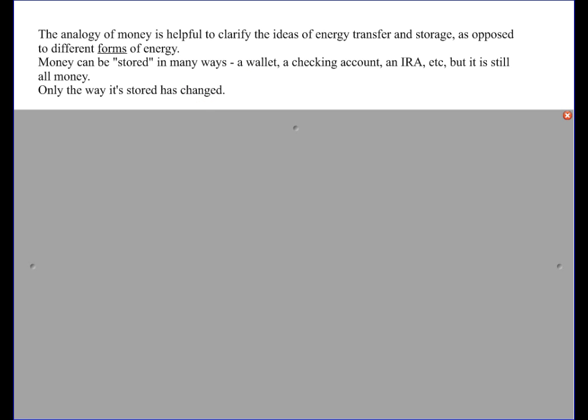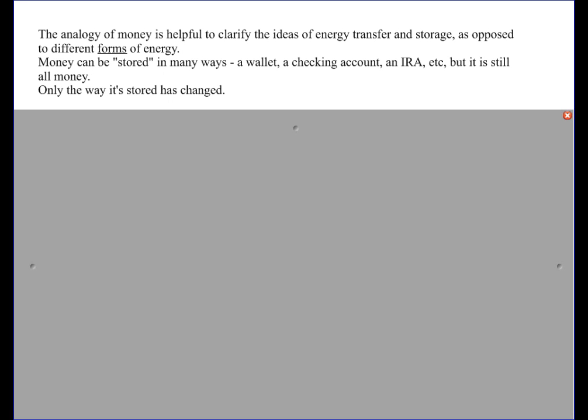The analogy we have is this, and if you can read this along with me: the analogy of money is helpful to clarify the ideas of energy transfer and storage as opposed to different forms of energy. Money can be stored in many ways. Some of you may put it in your wallet or in a handbag. Some of you may have a checking account, or your parents have asked you to put money into things like certificates of deposit, called CDs, or an IRA, an individual retirement account. But again, it's all money.